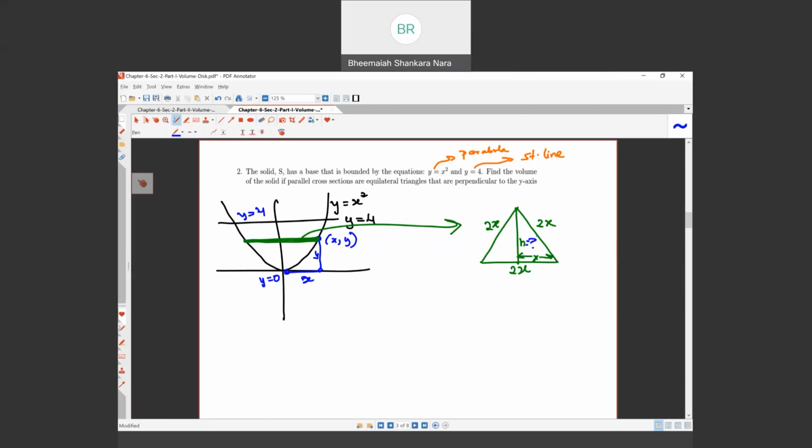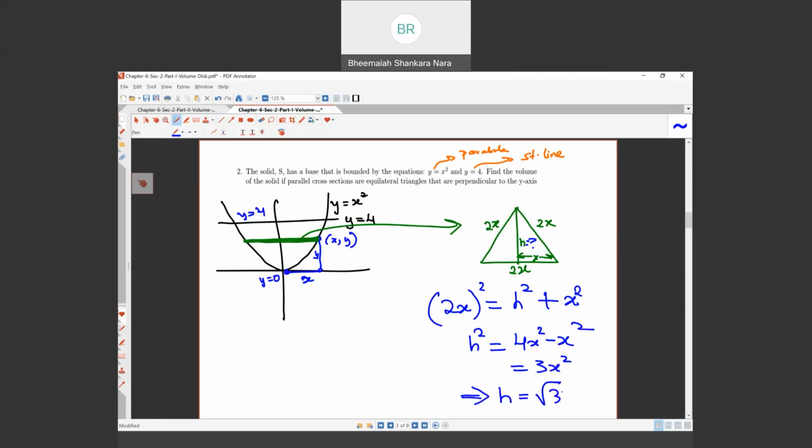So let's use the Pythagorean theorem for one of the right triangles. (2x) squared equals h squared plus the base, which is half of 2x, which is x squared. So we rewrite h squared equals 4x squared minus x squared, which is 3x squared. Now we take a square root. All we have is h equals square root of 3 times x. We neglect the negative sign of the height because height is positive.